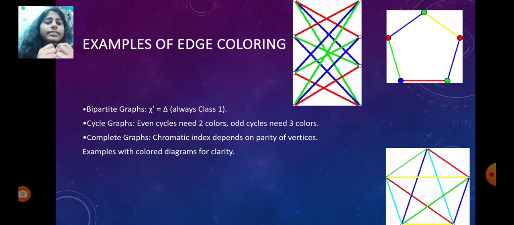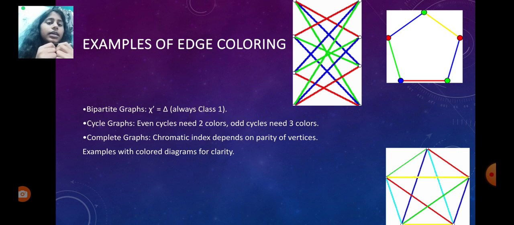Cyclic graph. If a graph is in a cyclic structure, then it is known as a cyclic graph. Even cycles need 2 colors and odd cycles need 3 colors. On the right side we can see a cycle graph. Its vertices and edges are both colored. Vertices are colored with 3 colors: red, green and blue. Edges are colored with red, green, blue and yellow. So edge coloring needs 4 colors and vertex coloring needs 3 colors.